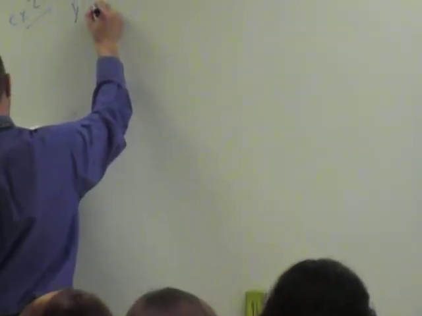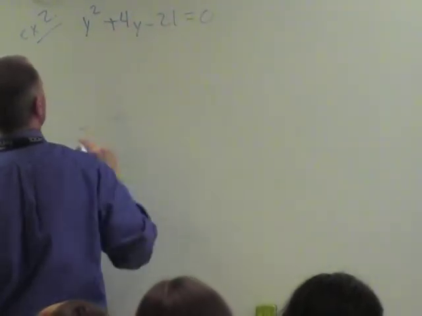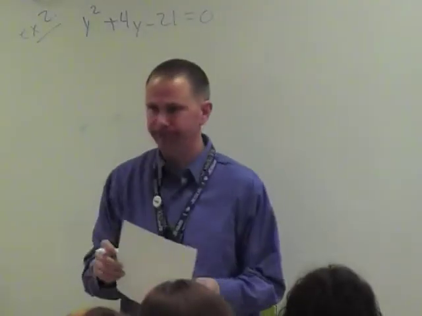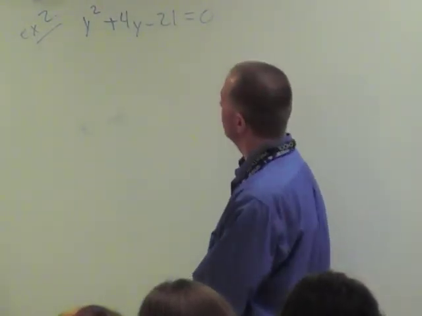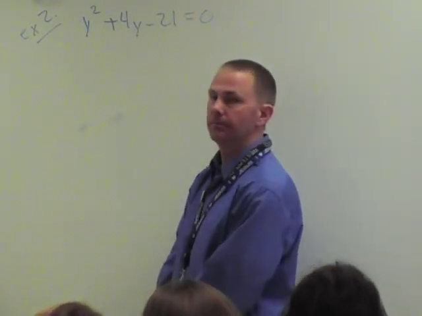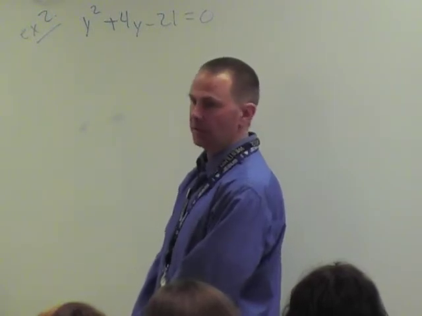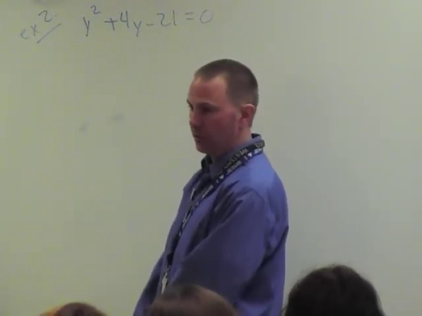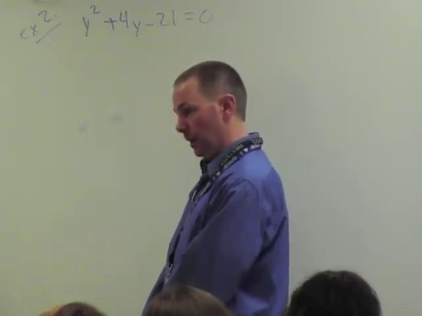y squared plus 4y minus 21 equals 0. Does it factor? No. Yes. No. Yes. Yes. Who said yes over here? Reggie. Reggie, what is it? Positive 7, negative 3. y plus 7, yep, y minus 3. Yep. So my answers are going to be, for my zeros, negative 7, positive 3, right?